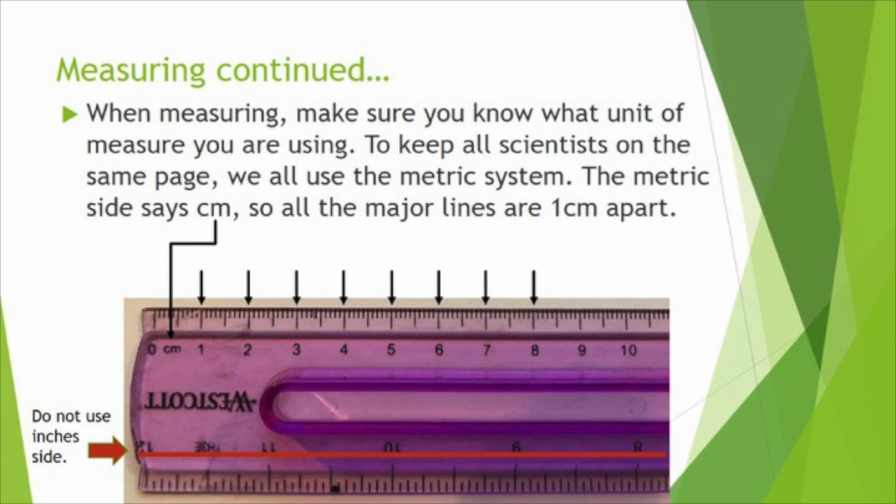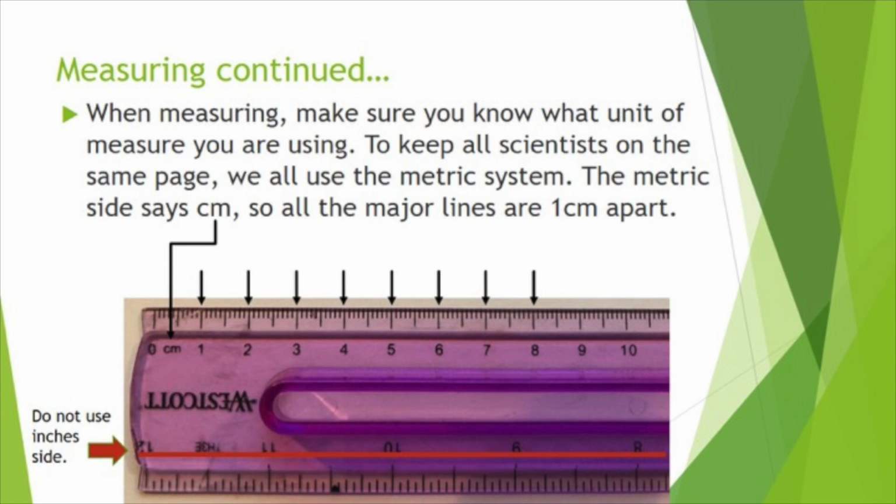So in science, everybody uses the metric system, and that just makes things easier to send internationally, especially in today's day and age where we have a space program where we work internationally with all these other countries to send things up to the space station and astronauts from other countries and all that. So we're going to use the metric system. So we're going to want to use the metric side of the ruler as much as possible.